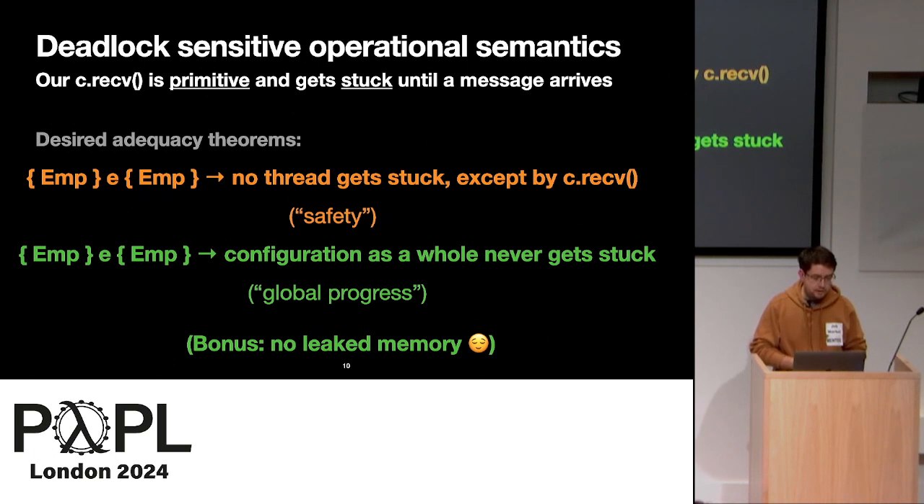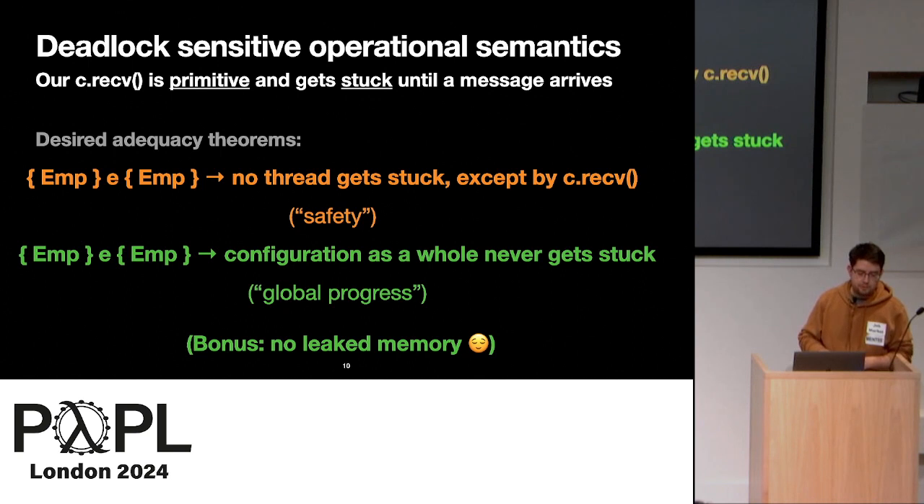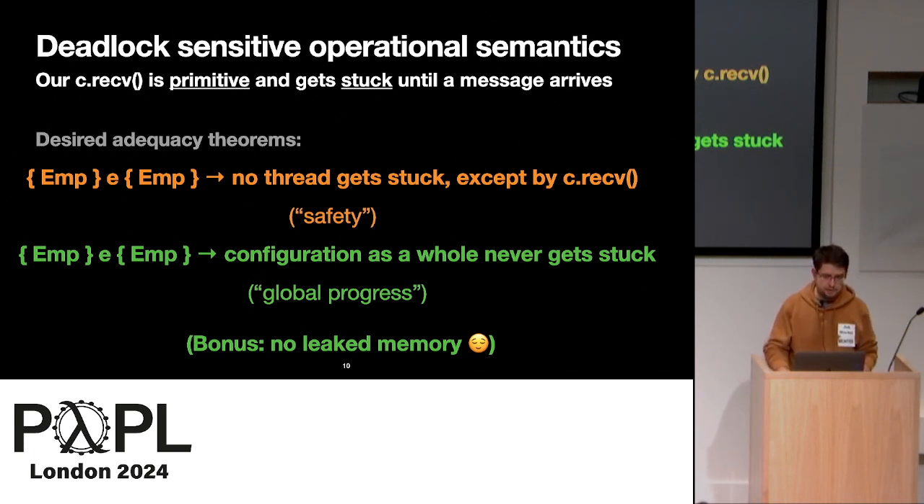So to do this, we first need a way to state the theorem. And what we decided to do is to make receive a primitive operation, which gets stuck in the operational semantics. And then we have two adequacy theorems. The first one is safety, which is similar to the one that Actris has, which says that no thread gets stuck except on receive. In addition, we have a global progress theorem, which says that the configuration as a whole never gets stuck. And actually, we also have a third one, which is combined with the second one, and that is that no memory is ever leaked.